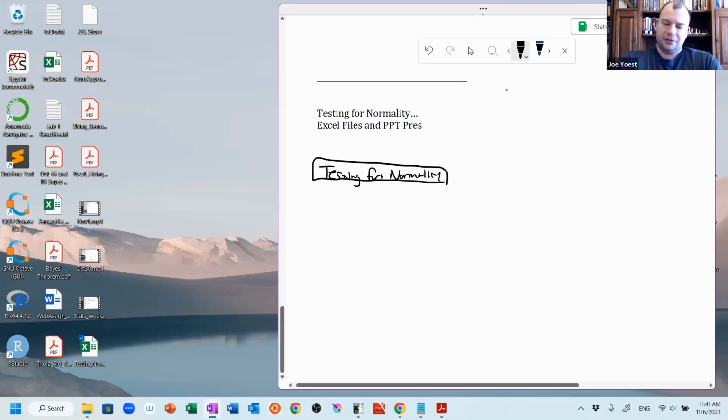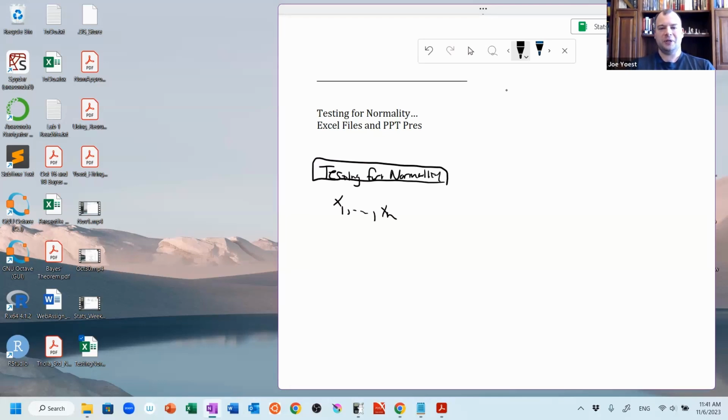So, short introduction to testing for normality. Suppose we have a population we're studying and we've taken a sample from that population. So we have a sample, X1 through Xn, a sample from the population. And we want to know, on the basis of this sample, do we think that it's reasonable to infer that the population is roughly normally distributed, or do we think it's more reasonable to infer that the population is likely not normally distributed?